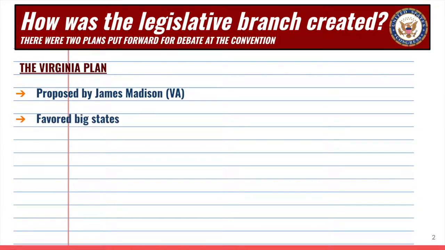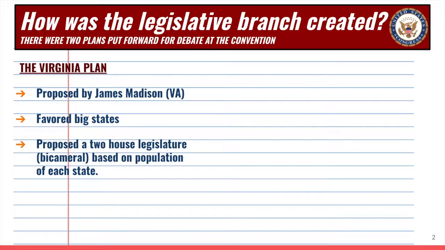As I stated already, the Virginia Plan was a plan that favored big states. And if you're asking yourself, how did it favor big states? I'm going to answer that question. It favored big states by proposing a two-house legislature. Here's a fancy new vocabulary word for you. When you are creating a legislature that has two houses, that is called a bicameral legislature.